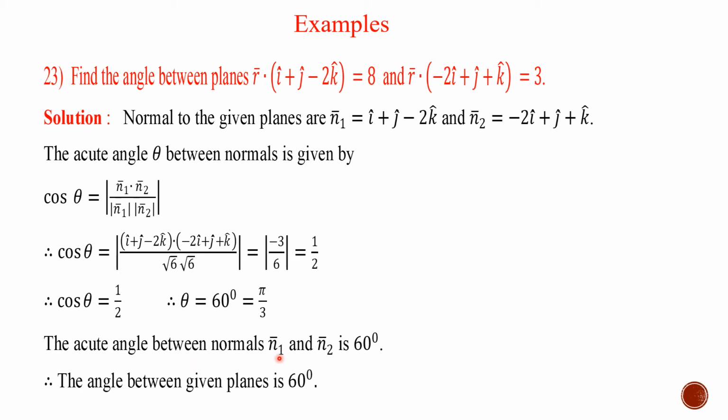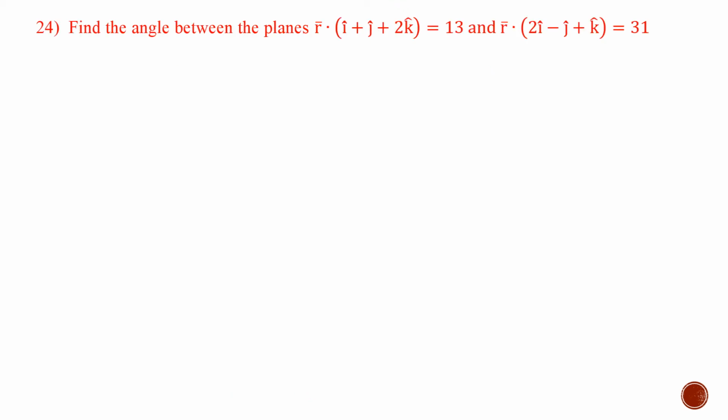Therefore, the acute angle between the normals n̄1 and n̄2 is 60 degrees. The angle between normals is the angle between planes. Hence, the angle between the given planes is 60 degrees.